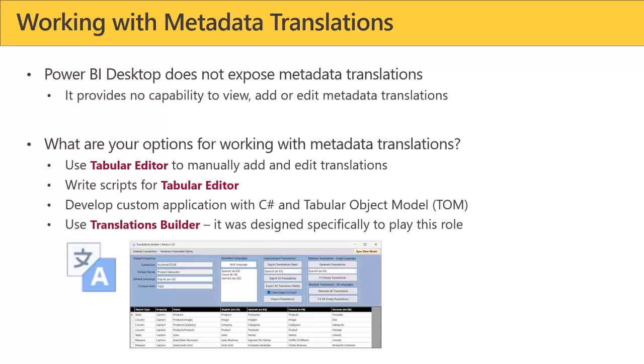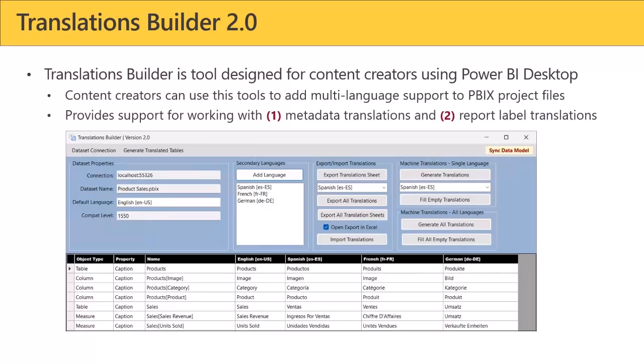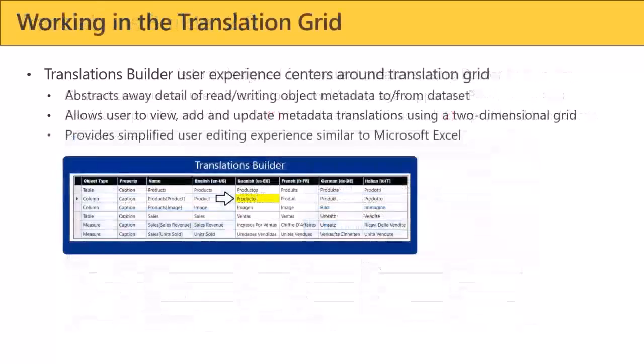Okay. Or use Translation Builder. So here's a tool that someone took the time to write, a custom application with C# and the tabular object model to do this work. Now, Translation Builder has 2 different versions, so make sure that the one you're using is version 2. I put it right up on the title bar so you know which version you're using. And note that this tool is going to help us first with metadata translations. It's also going to help us with report label translations as well.